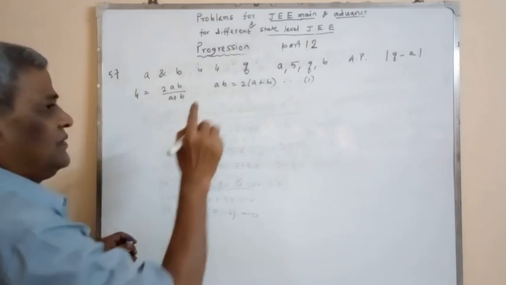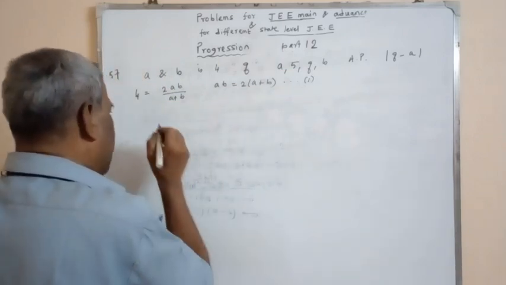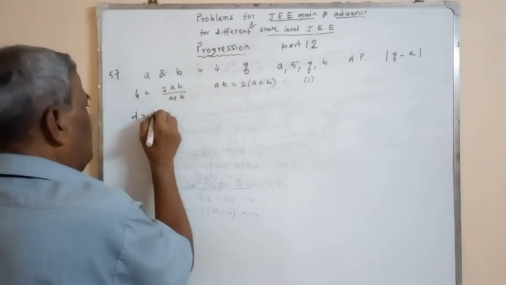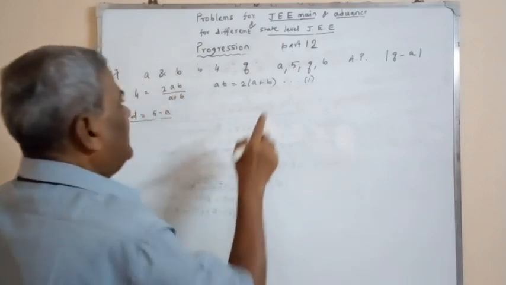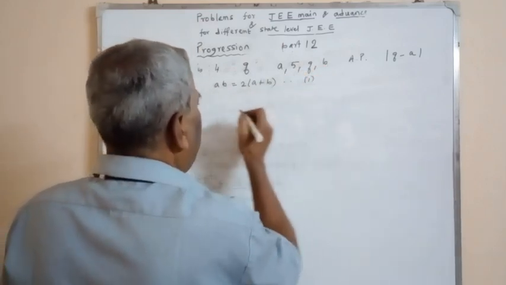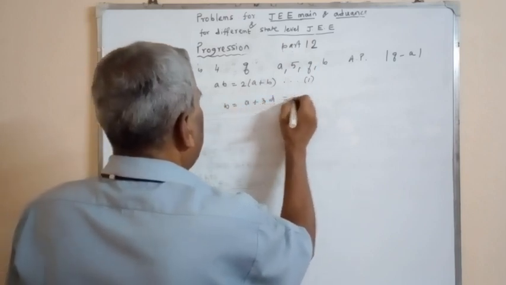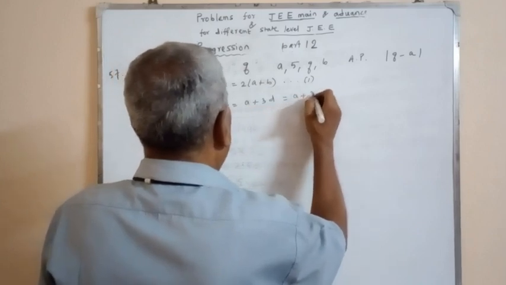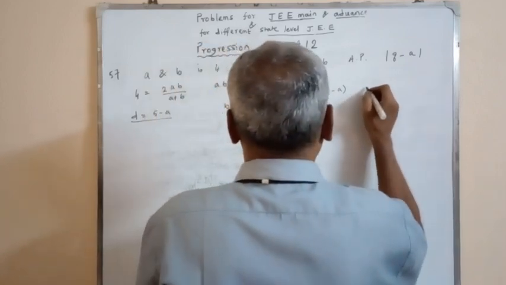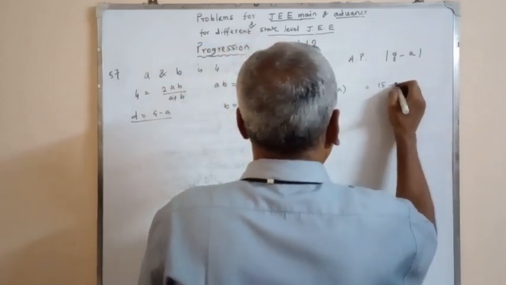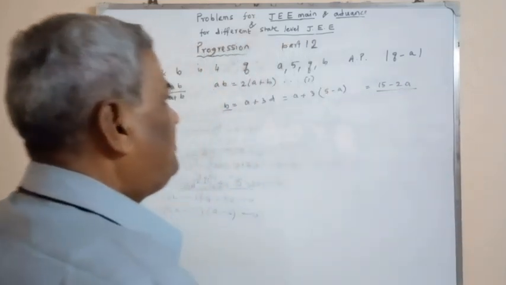So next, they form an AP. Therefore, the common difference d is equal to 5 minus a. And because b is the fourth term, b is equal to a plus 3d, that is a plus 3 into 5 minus a, which is 15 minus 2a. So b is equal to 15 minus 2a.